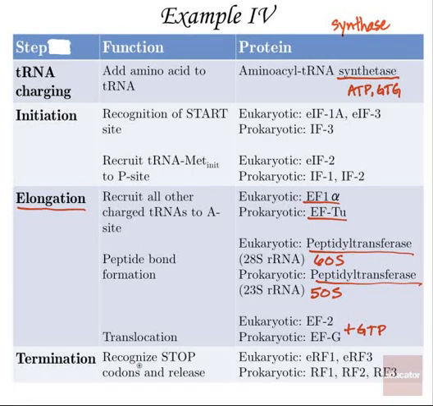This is the recognition of stop codons and the release of the polypeptide chain. That is done with our class 1. The hydrolyzation of the polypeptide chain from the tRNA in the P site is done by class 1 release factors, which is eRF1, or if we're talking prokaryotes, RF1, RF2. And then the class 2 release factors, which release the class 1 release factors from the ribosomes, is eRF3 for eukaryotes and RF3 for prokaryotes.